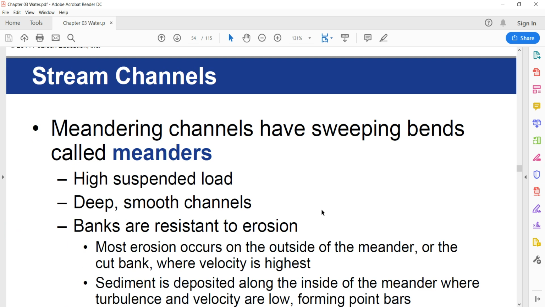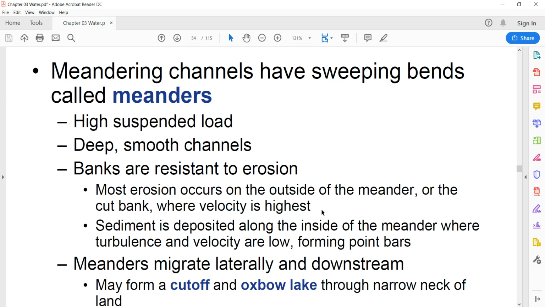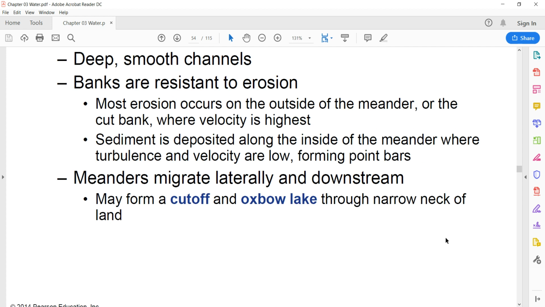Meandering channels are those where the river turns into sweeping bends called meanders. It has a high suspended load, it is a deep and smooth channel, and banks are resistant to erosion. Most erosion occurs on the outside of the meander, or the cut bank, where velocity is highest. Sediment is deposited along the inside of the meander, where turbulence and velocity are low, forming point bars. Meanders migrate laterally and downstream and may form a cutoff and an oxbow lake through narrow necks of land.